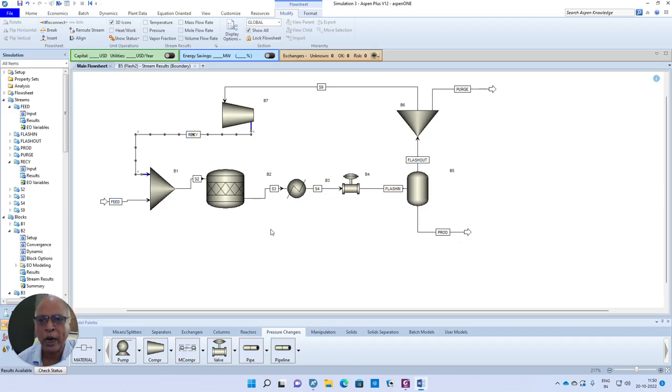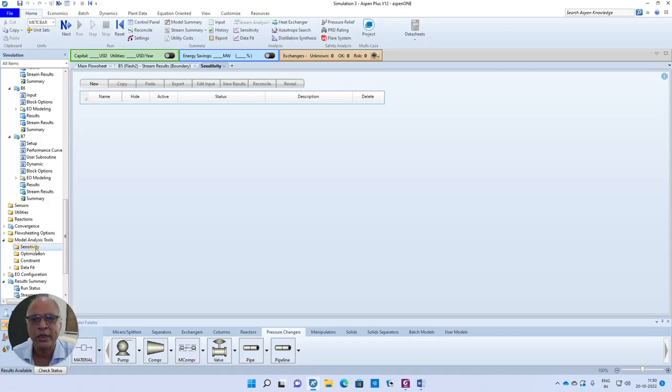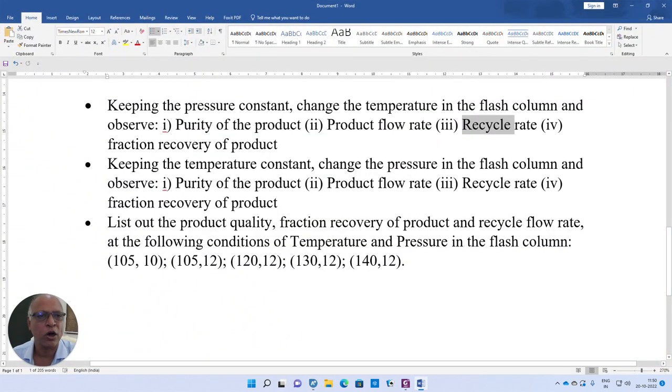Now let us try to apply some sensitivity study. The sensitivity is available in model analysis tools. Expand this, click on sensitivity, say new. So in the first case, we are keeping the pressure constant and changing the temperature. Remember, the temperature should be such that you have a two-phase region possible in the flash column. With whatever values you want, you may not be in a position to have the two-phase region. Anyway, you can check it from the simulation.